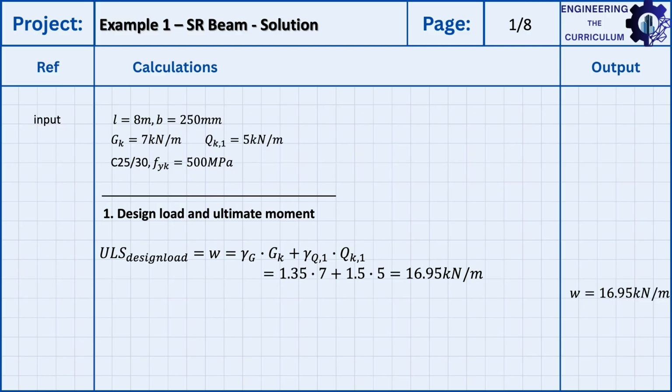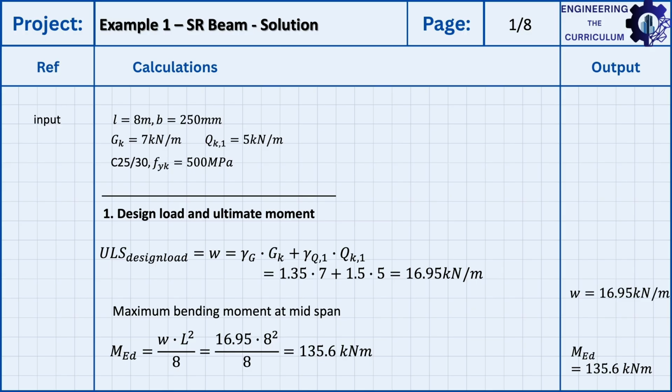And this gives us an ultimate design load of 16.95 kilonewtons per meter. Now, since this is a simply supported beam, finding the bending moment is pretty easy. It's going to be the load that we found, 16.95, times L squared, which is the span squared, which is 8 meters in our case, divided by 8. This is a known equation, but if in doubt, you can always figure out the reactions and calculate this yourself.